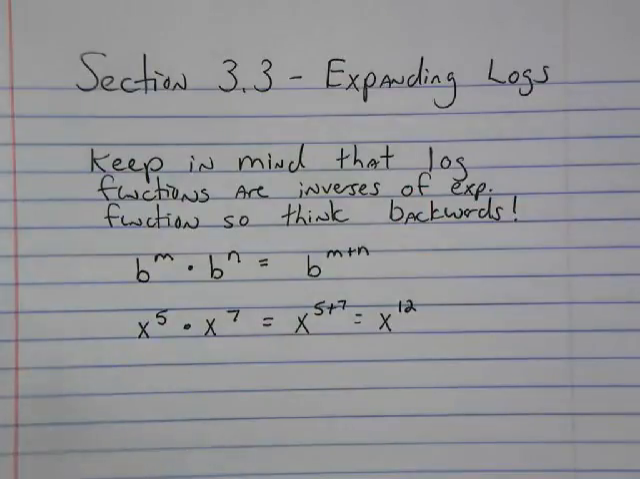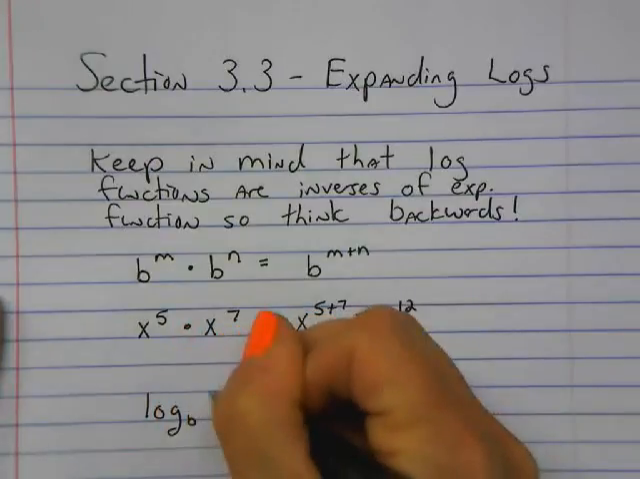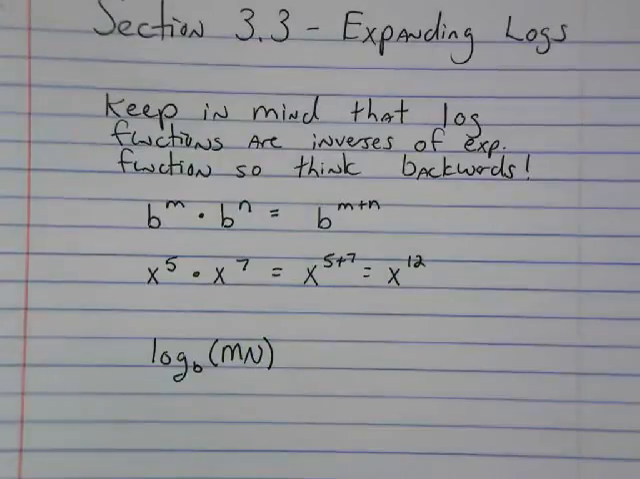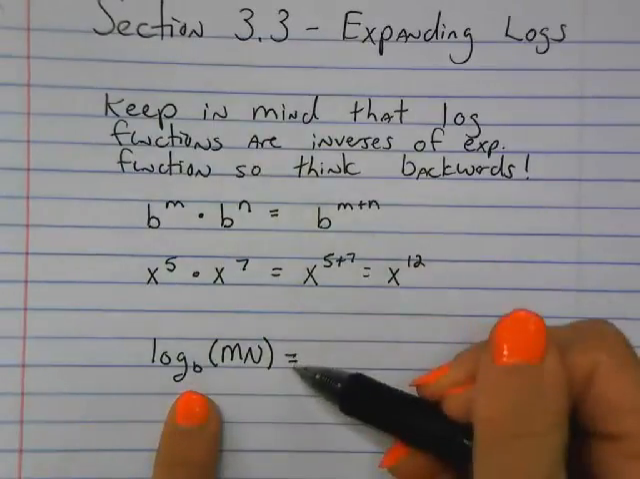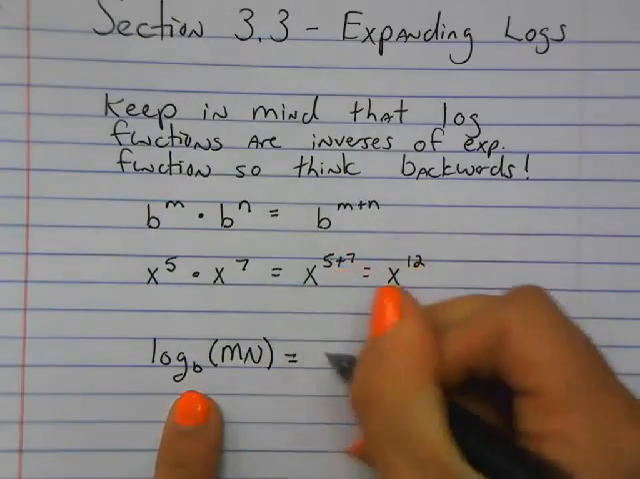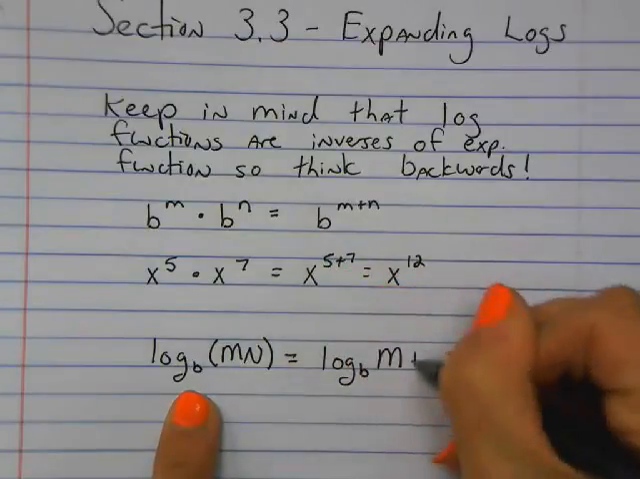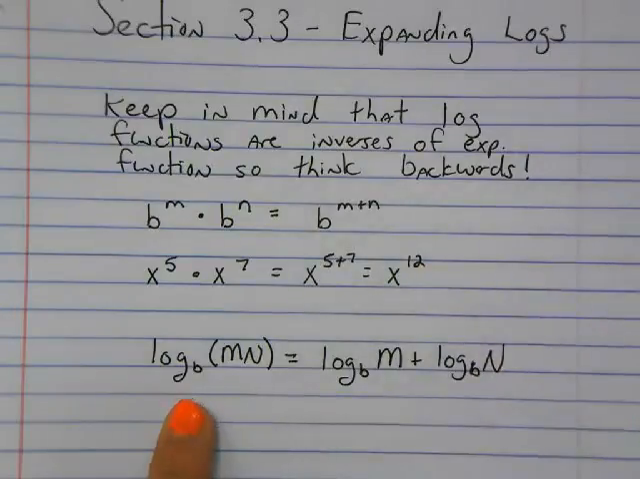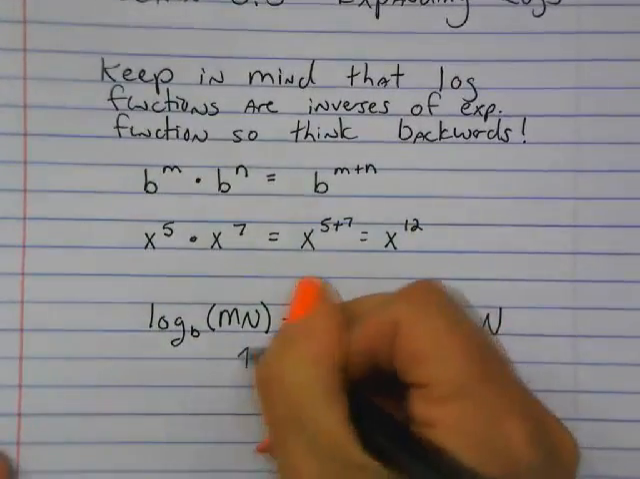Alright, so now I'm going to show you how it's going to work with logs, because now remember that these are just backwards of your exponential. I need you to think opposite. So if I want to expand this, I'm going to use the idea of this addition of their exponents and say that I can expand this and make it log base b of m plus log base b of n. Alright, that's called the product rule.